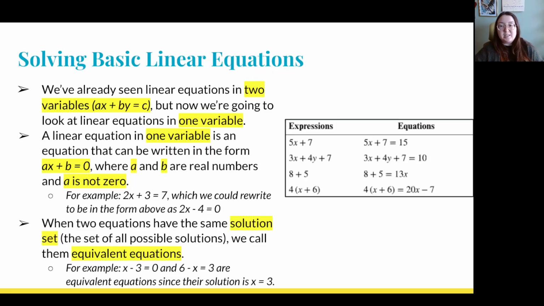For the expression 8 plus 5, an equation could be 8 plus 5 equals 13x in that case. For the expression 4 times x plus 6, we can make the equation 4 times x plus 6 equals 20x minus 7. So your equation just has an equal sign, and your expression does not. That's really the only main difference, but we can solve equations the same way that we work with expressions. It's just that when it comes to equations, remember, you can't do something on one side without doing it on the other. So you just want to remember to do that.